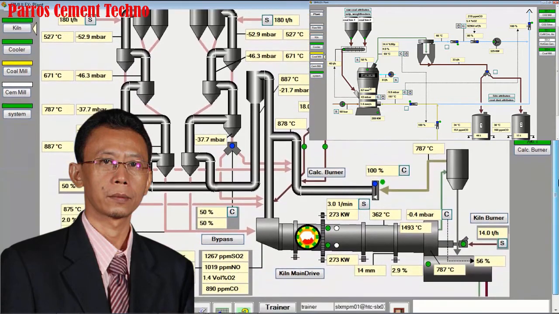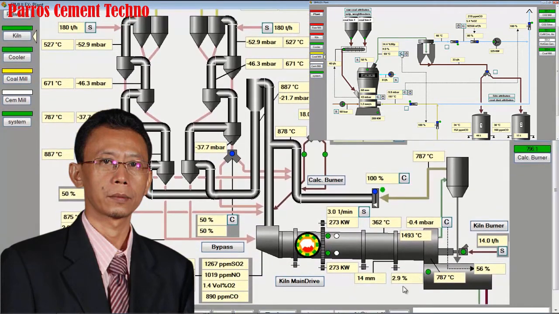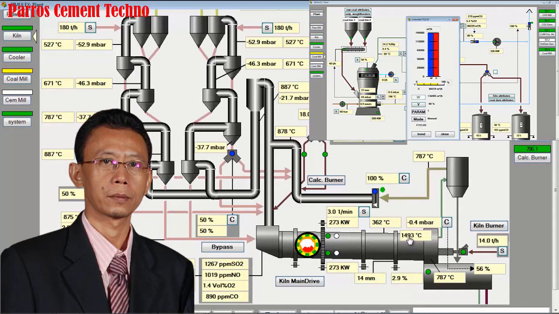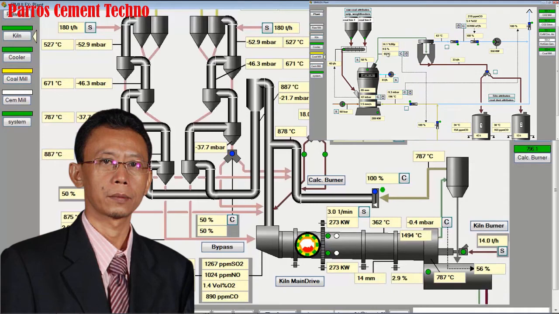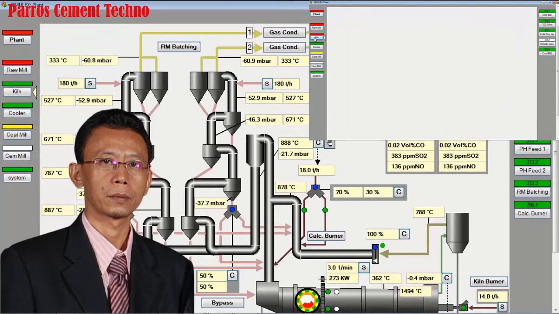In this session I will explain how to optimize the operation of a kiln with a capacity of 5,500 tons of clinker per day. In the previous video session, we explained how to start the kiln operation, but the quality and capacity have not yet reached optimal. Let's continue to optimize the kiln operation, and operate the coal mill simultaneously with only one monitor display.